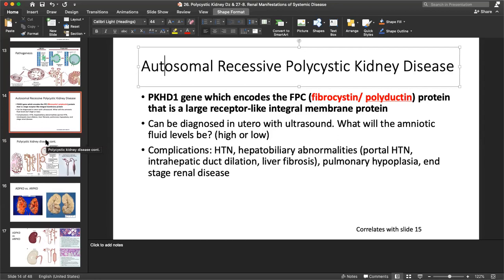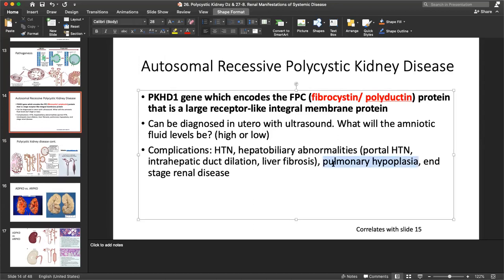Complications are going to be hepatobiliary abnormalities like portal hypertension, liver fibrosis, and pulmonary hypoplasia. So with all of these, in end-stage renal disease, the amniotic fluid is going to be low. The baby can't move around a lot. They're not able to drink that urine, so they get pulmonary hypoplasia.